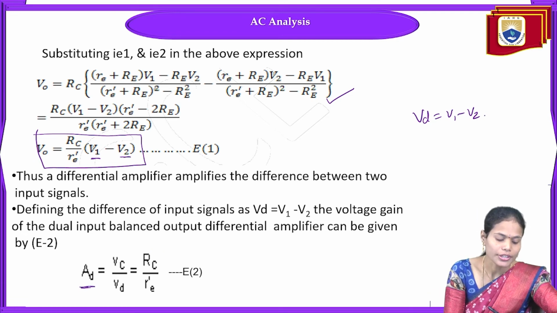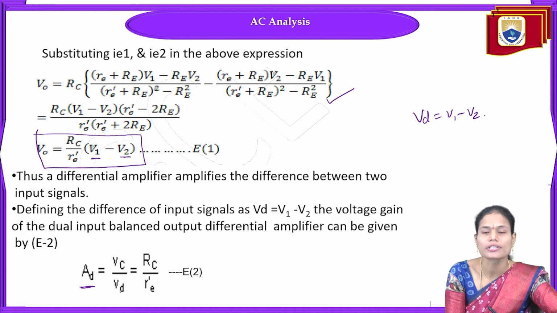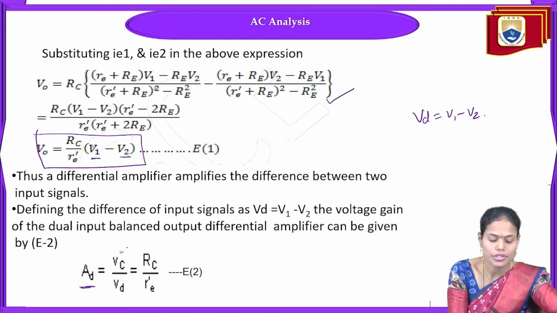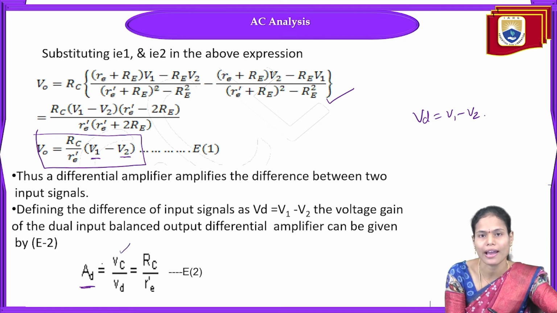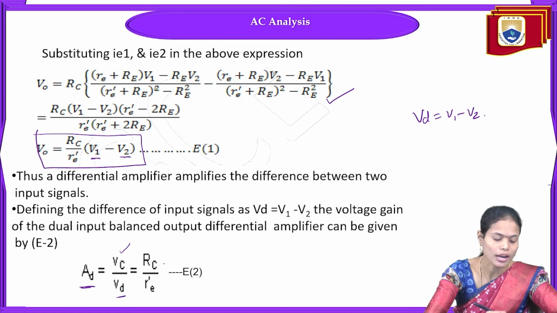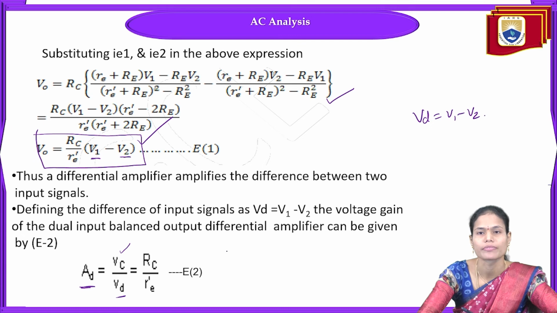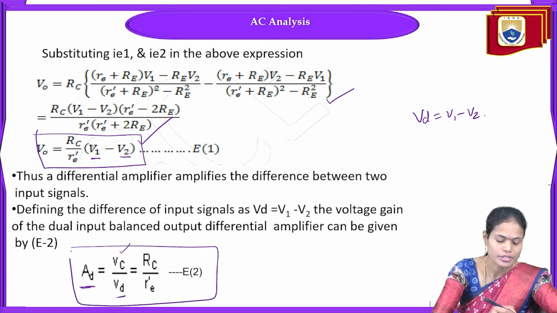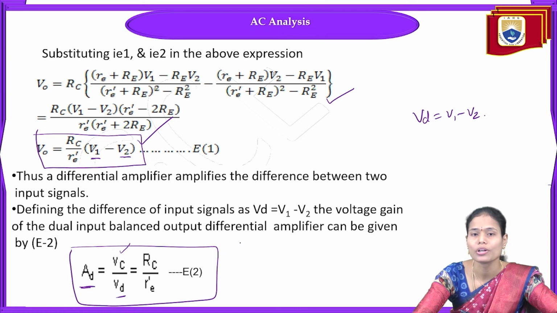So the voltage gain AD equals Vc by Vd, that is, common mode voltage by differential mode voltage. Common mode voltage means we apply the same voltage to both inputs. And differential voltage means one voltage is less or greater than the other voltage. If we maintain it like this, the differential gain we get is RC by RE dash from equation 1. We take this as the second equation, and this is the differential voltage gain we can achieve from the dual input balanced output differential amplifier.